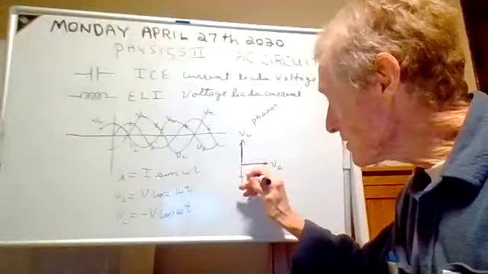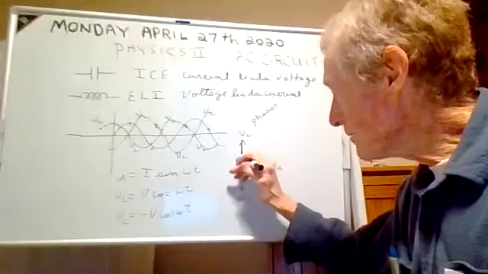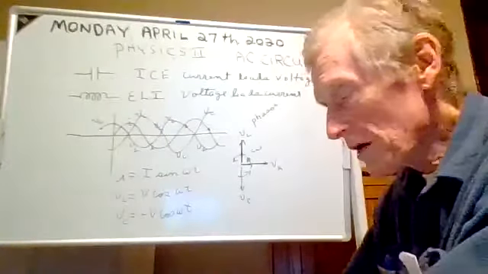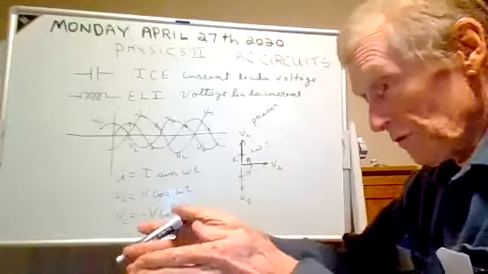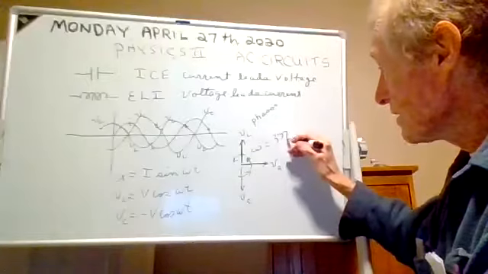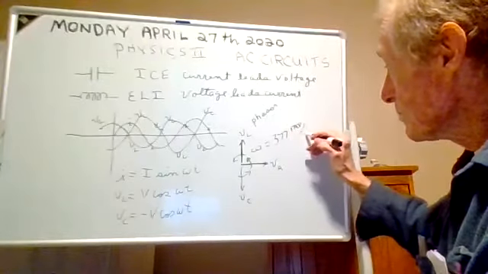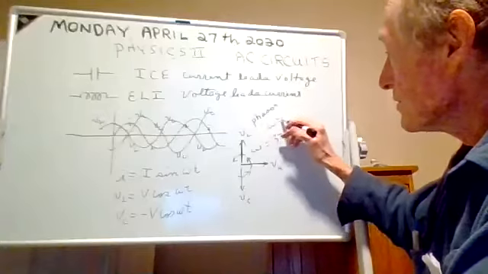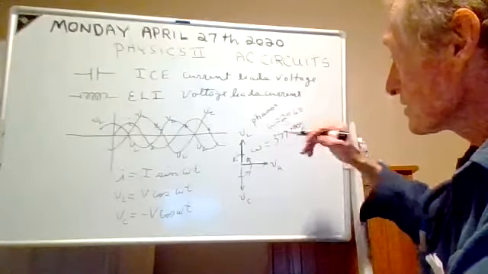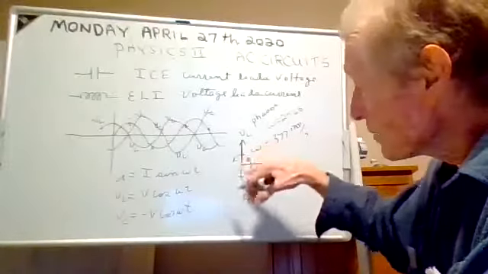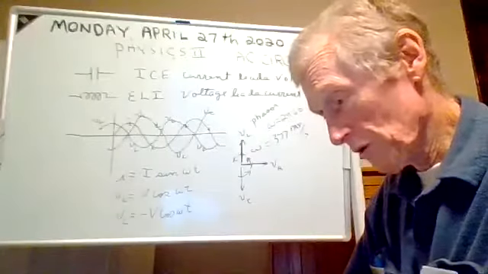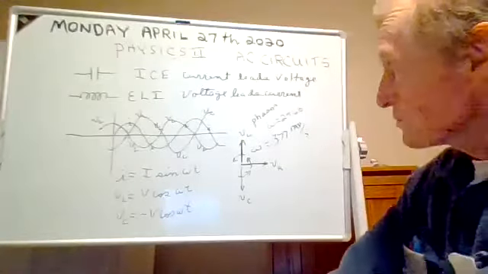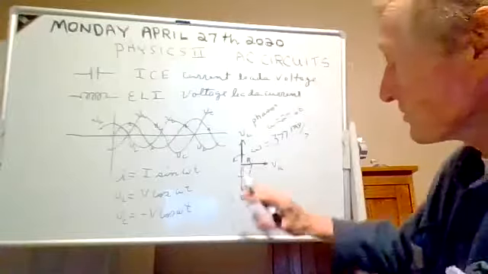And here's the trick. These are spinning around and around in a circle with an angular velocity of omega. And in our case, if you were measuring voltage in your wall socket, it's 377 radians per second that it's spinning. That's pretty dang fast. Omega is 2 pi times 60. See, it's spinning around 60 times a second. So it's spinning very fast. And these are called phasors.